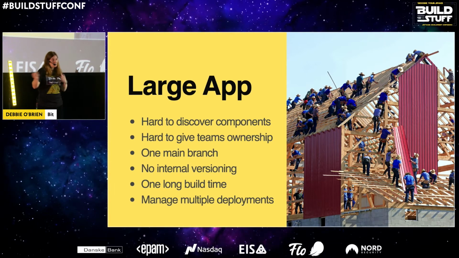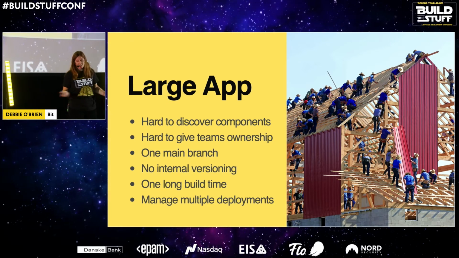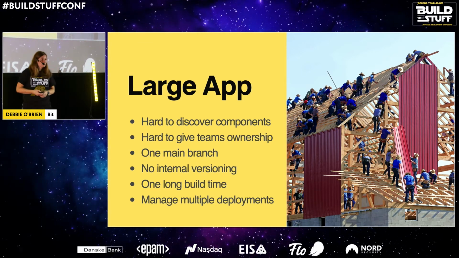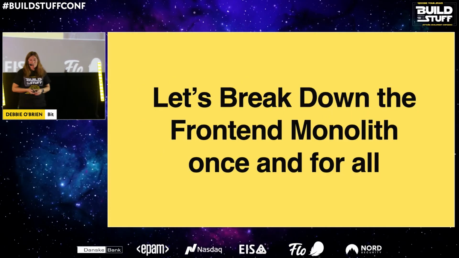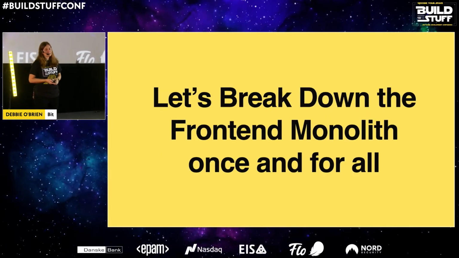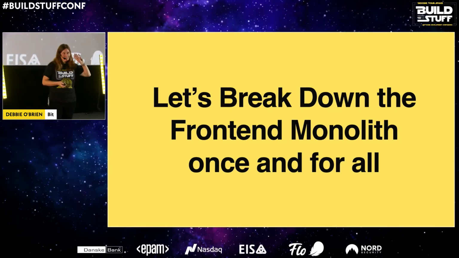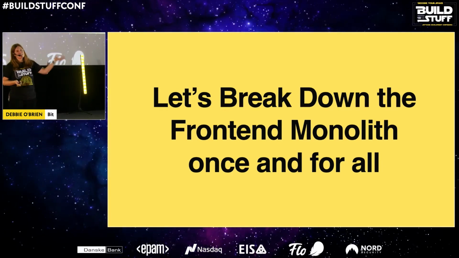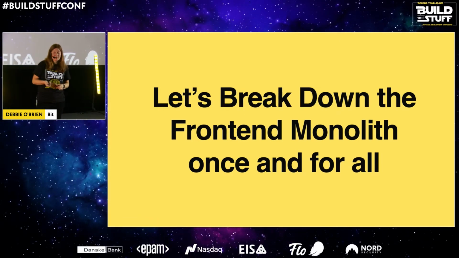And you've got one long build time. And you've got to manage all the multiple deployments of all these other teams, who have to deploy everything when they're finished with what they're doing. So this is how we're working today, right? So how can we make this better? What we need to do is break down the front-end monolith once and for all. We need to look at what the back end has done with microservices, and try and put that into the front end and see how we can achieve something similar.